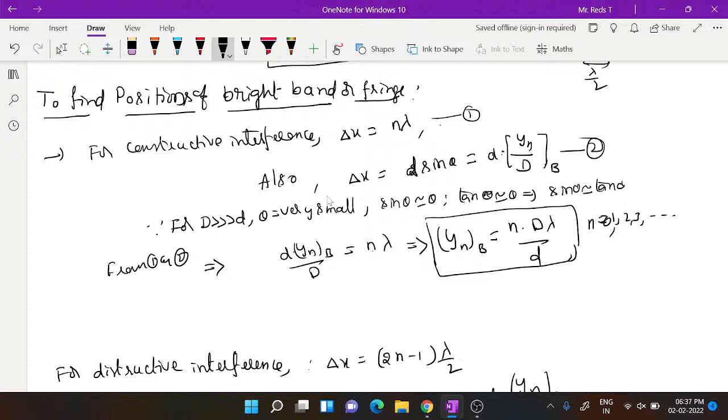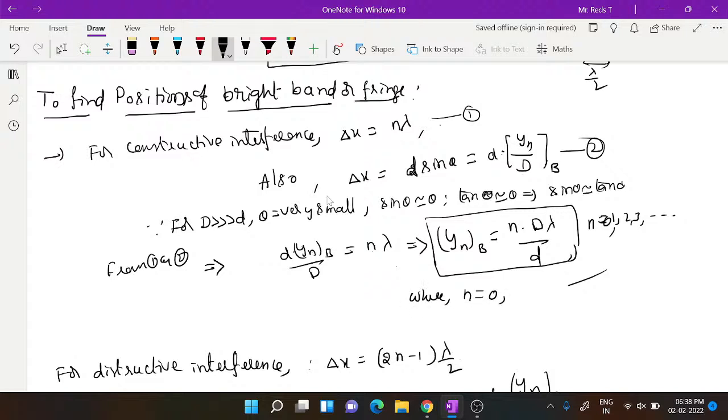By simplifying this, we can find the position of the nth bright band. Here yn represents the distance or position of the nth bright band from the central maximum, or central fringe, any word you can use. If you cross multiply, yn is equal to n into capital D lambda by small d. This gives the position of bright fringes. For the first bright fringe, n is equal to 1, and n takes 0, 1, 2, 3 and so on. N equal to 0 represents the central bright fringe.